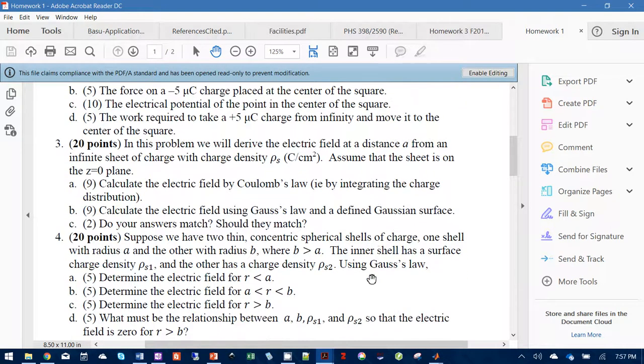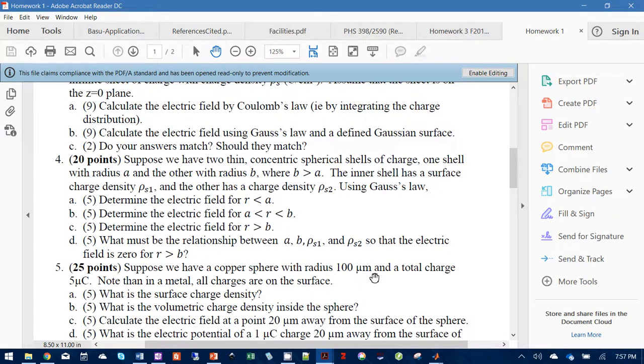Number 4. Suppose we have two thin concentric spherical shells of charge, one shell with radius A and the other with radius B. What we're talking about here is a shell, like the wall of a ping pong ball. The ping pong ball is hollow inside. We're assuming these shells are so thin that their thickness is negligible, and so we define a charge density on the surface of the shell.